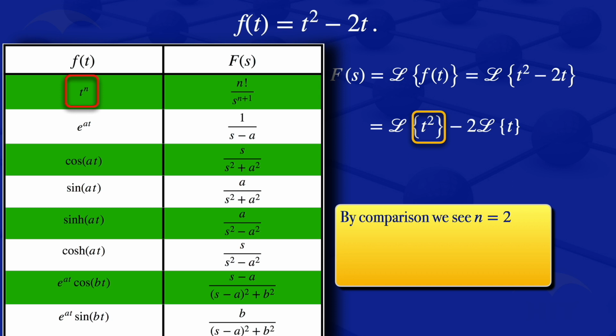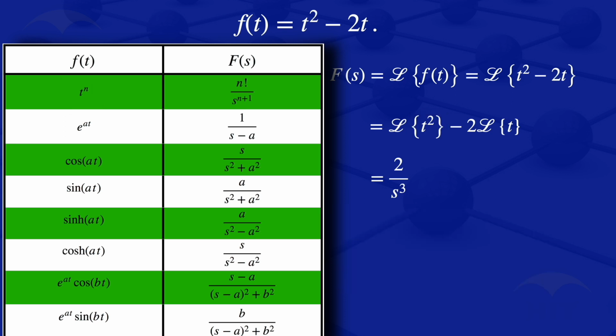So if n is equal to 2, we look on the right-hand side and substitute 2 wherever we have n. The Laplace transform of t squared would give us 2 factorial divided by s to the power 2 plus 1. 2 factorial is 2, and s to the power 2 plus 1 gives us s cubed. So the Laplace transform of t squared is 2 divided by s cubed. I'll write it down: it's 2 divided by s cubed.